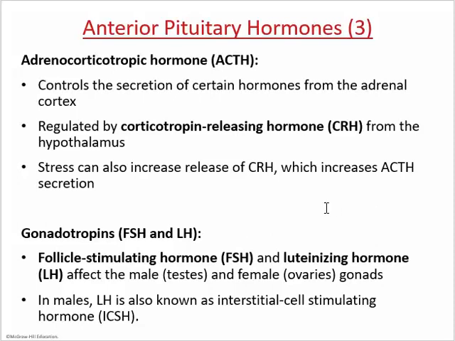The gonadotropins are FSH and LH, follicle-stimulating hormone and luteinizing hormone. Follicle-stimulating hormone affects the production of gametes in both men and women. It's called follicle-stimulating hormone because it stimulates the follicles of the ovary and causes the maturation of oocytes, egg cells. It causes the testicles to undergo spermatogenesis to make sperm cells.